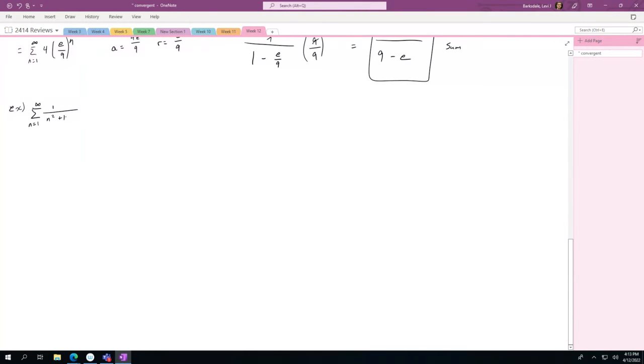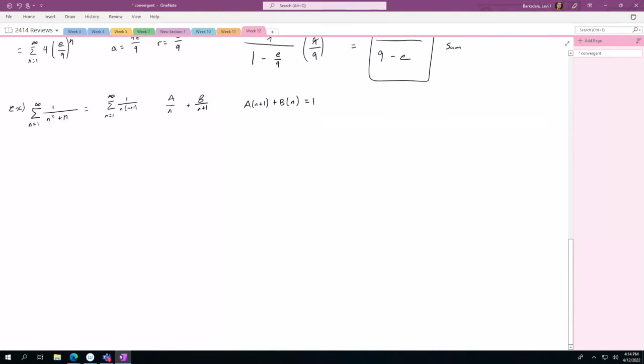So let's say we have this series 1 over n squared plus n. Well, I can rewrite this by factoring the denominator. So this is now 1 over n times n plus 1. Well, I want to use partial fractions on this because I don't like having denominators that much. So I can write this as a over n plus b over n plus 1. And then I get that a times n plus 1 plus b times n should equal 1, right?